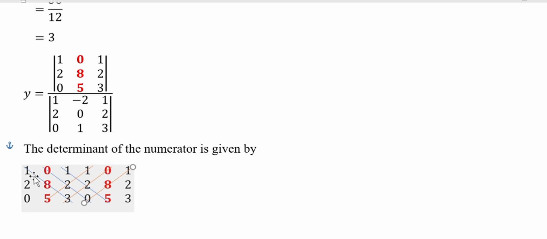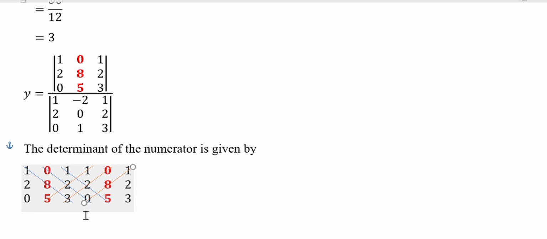So having done that, then multiply these elements, or get the product of these elements plus the product of these elements plus the product of these elements minus the product of these elements minus the product of these elements minus the product of these elements.